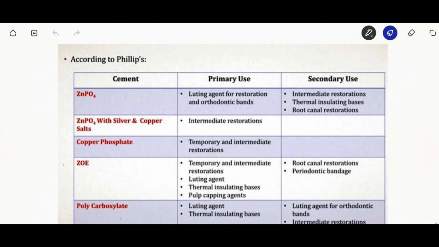The zinc oxide eugenol cement is used as temporary and intermediate restoration or luting agent or thermal insulating base. Secondary use is for root canal restoration or periodontic bandage. The polycarboxylate cement, their primary use is luting agent and thermal insulating base, and their secondary use is luting agent for the orthodontic band. GIC, their primary use is as coating for eroded surface or luting agent for restoration. And secondary use is as a pit and fissure sealant, anterior restoration, or thermal insulating base.